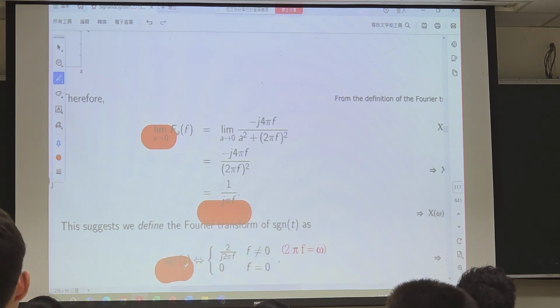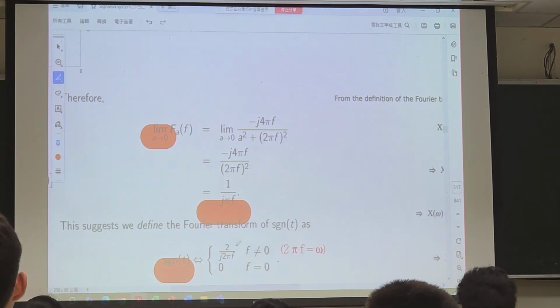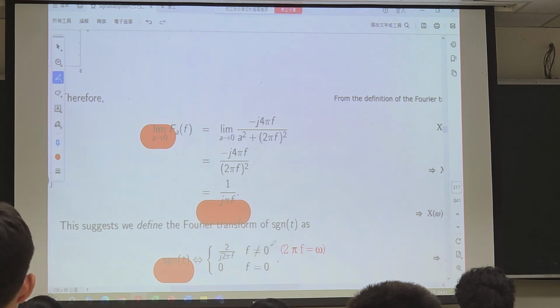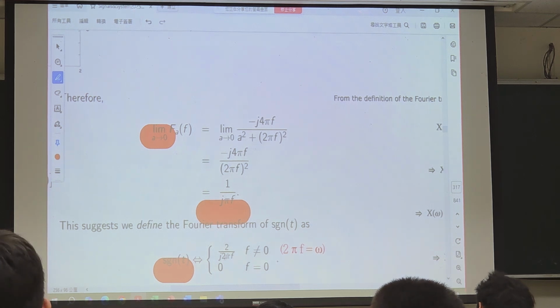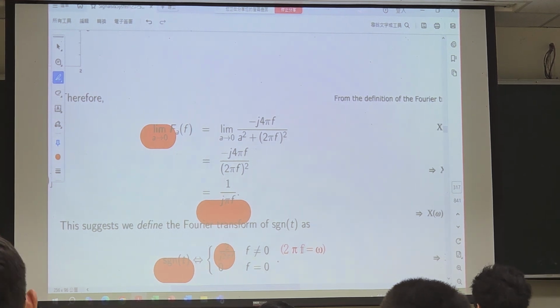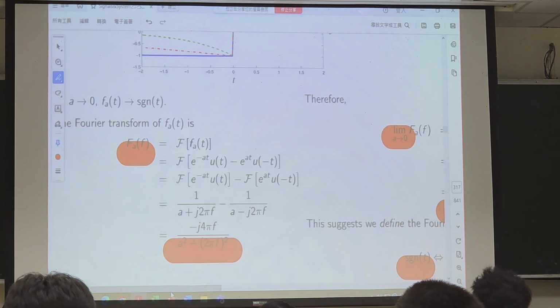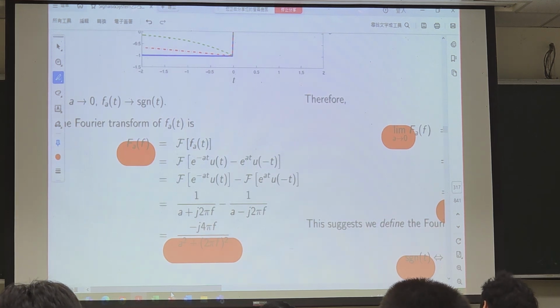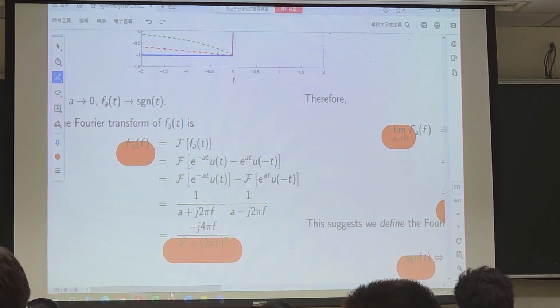So if you take the Fourier transform of the signum function, then it equals 2 over j omega. And here the 2 pi f, the f is the frequency in hertz. So 2 pi f here, that is the omega. And this is the way we determine the Fourier transform of the signum function. I prefer to use this one. There are some other methods, but this one I think is much easier to understand.